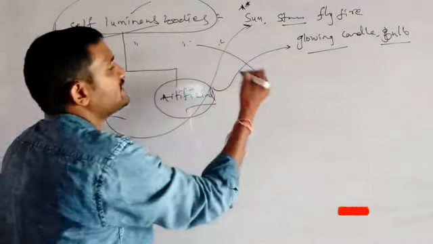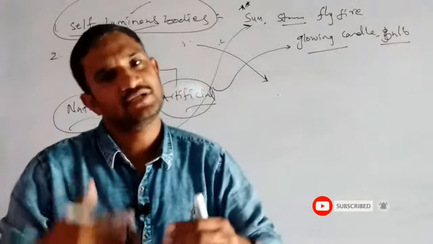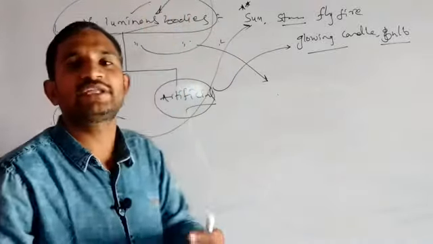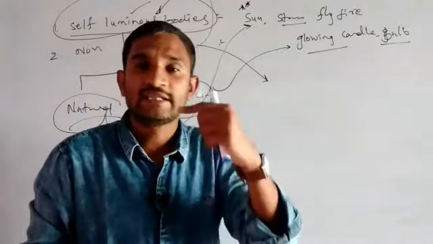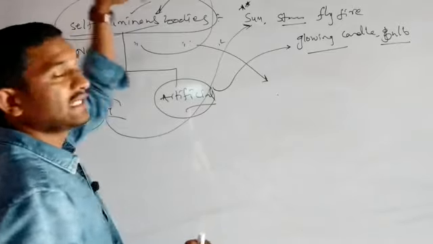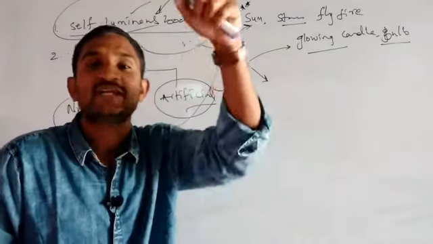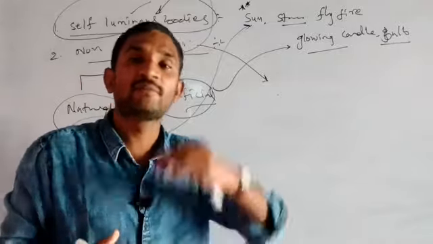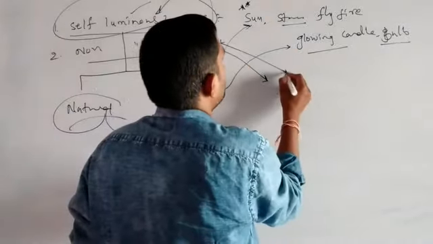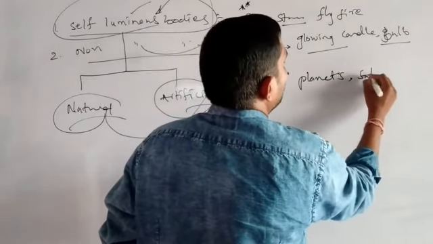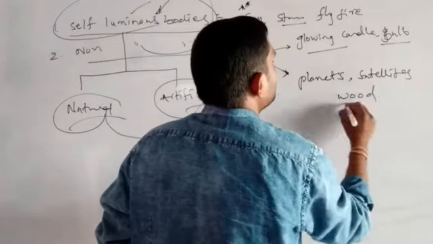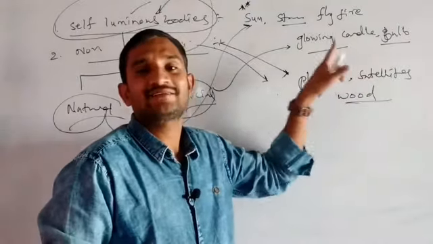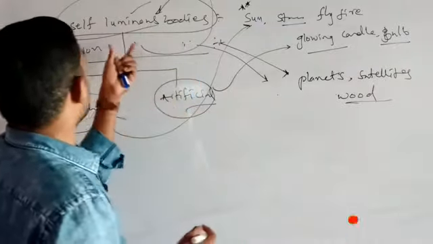Next, non-luminous bodies. These depend on the self-luminous bodies for energy. They gain energy from the self-luminous bodies only. They will not produce or release light by themselves. They depend on others. The best examples are planets, satellites and wooden pieces.